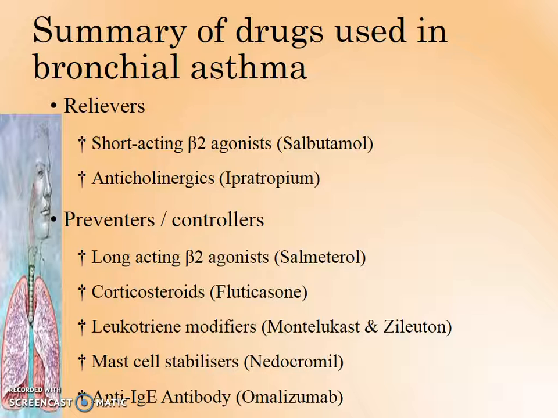With this, we come to the summary of drugs which can be used in bronchial asthma. So to conclude, we can say that we have two classes, relievers and preventers. Relievers are basically short-acting beta-2 agonists and anticholinergics which can be given very well for the acute type. Preventers and controllers include long-acting beta-2 agonists, corticosteroids, leukotriene modifiers, mast cell stabilizers, and lastly anti-IgE antibody.